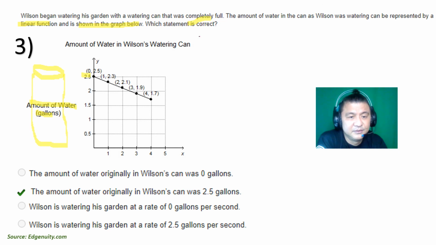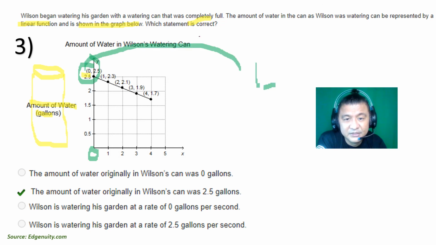Let's check. Just by looking at the graph, starting from 0 on the x, look at it, 2.5. You already know that 2.5 is the initial value. Okay, we remember that. That's the starting point at 0 on the x. Now, what is the rate of change? How much did it change? Okay, let's check.